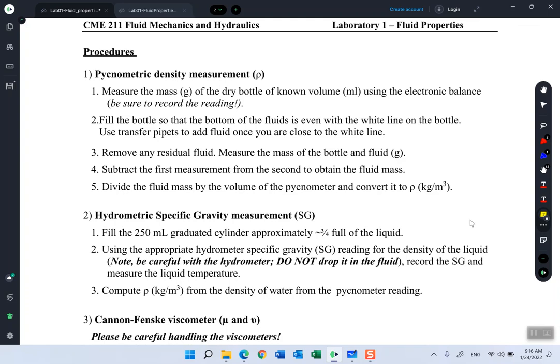So all we want is the mass of the water. The first step would be to measure the mass of the pycnometer itself without adding any fluids. After that, we will put some fluid inside and measure it again. So if we take the difference between the first measurement and the second one, we will have the mass of the fluid. We have the mass, we have the volume, we will just divide the mass by the volume to get it.